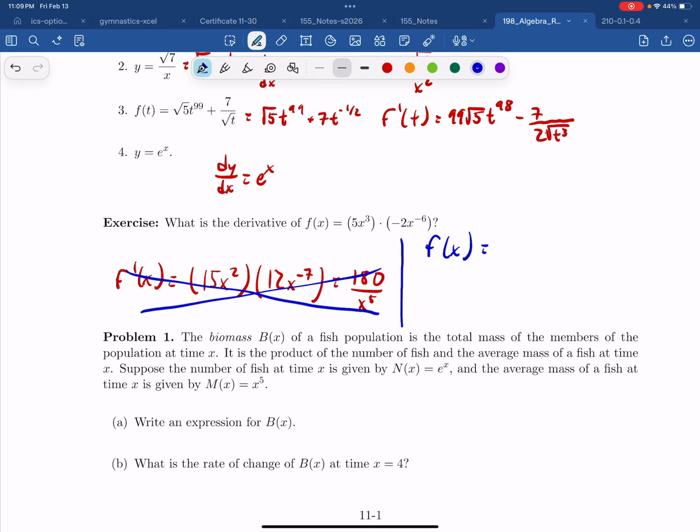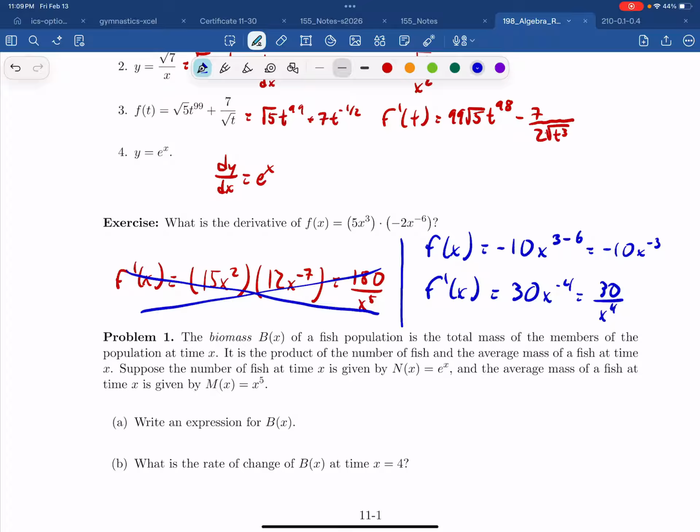f of x really equals, I guess that's going to be negative 10 x to the 3 minus 6, right? You just add the exponents, and this is negative 10 x to the negative 3rd. And that means that f prime of x is going to equal 30 x to the negative 4th, which is definitely not the same as 180 over x to the 5th, right? Because this is 30 over x to the 4th. Okay? So that's how you do it.